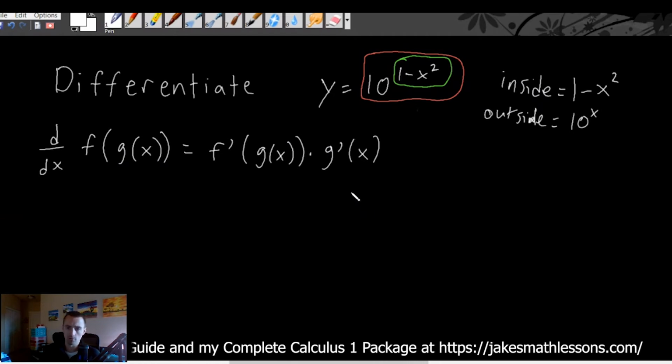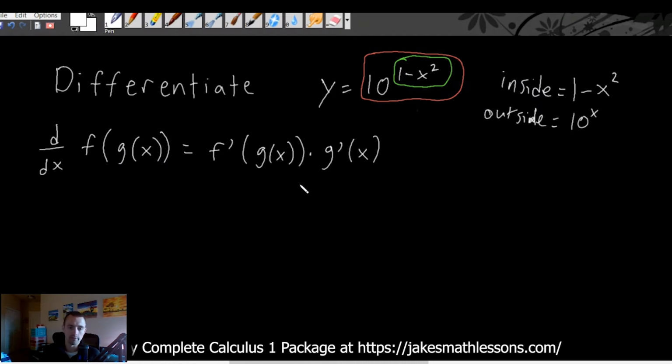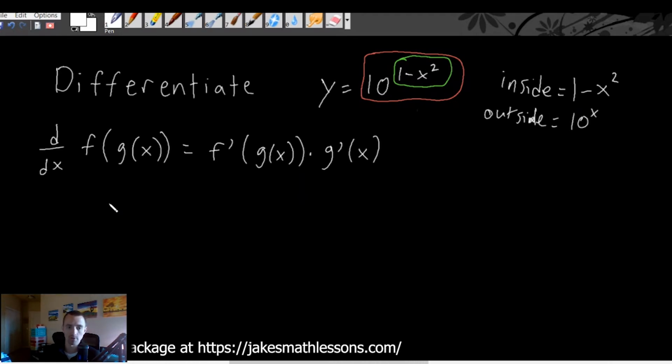So back to the chain rule. The chain rule says we're going to take the derivative of our outside function. So the derivative of 10 to the x. First thing we need to figure out is, what's the derivative of 10 to the x?